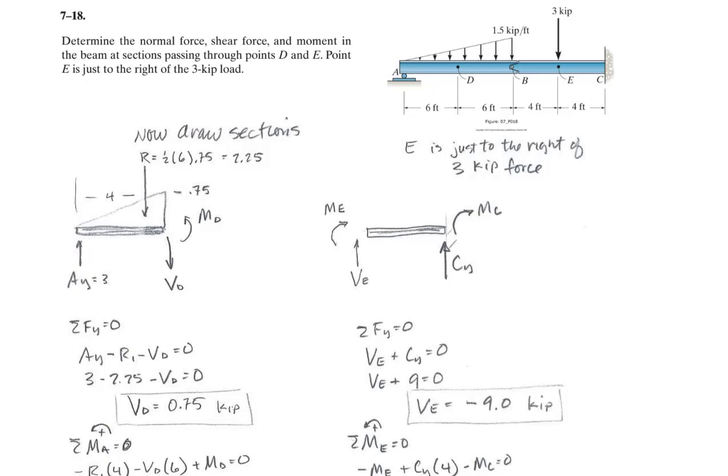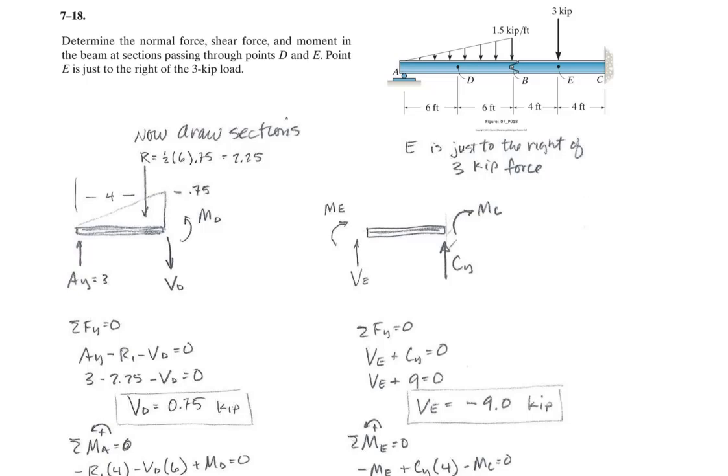So if I were to draw the section here of EC, because E is just to the right of the load, my free body diagram doesn't include that 3 kip force. It only includes the C reaction, and then the shear and the moment. It doesn't include that 3 kip because that is basically out here in space compared to where I'm at.